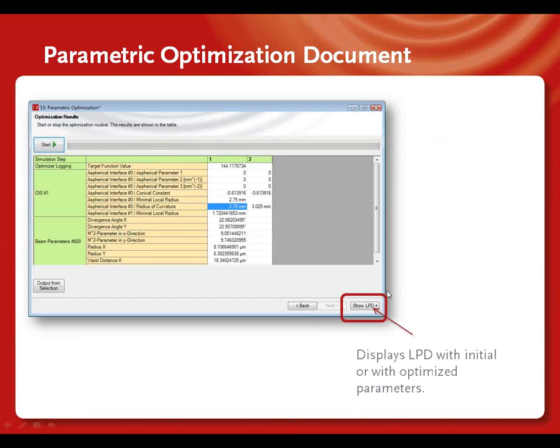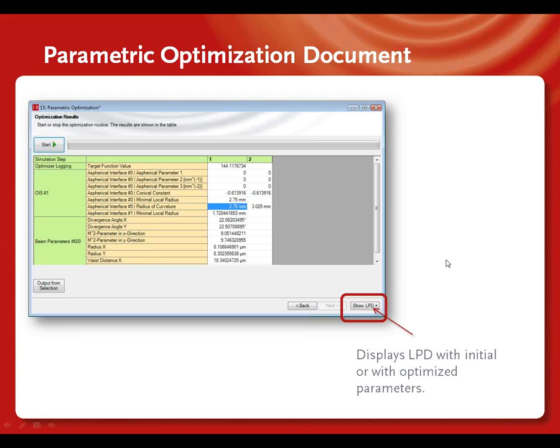So at the end you have here in the right lower corner another button. It is called Show Light Path Diagram or Show LPD, and it has two different options. It can return your initial light path diagram that you used for the generation of the parametric optimization document, and it can display a light path diagram containing the optimized parameters.